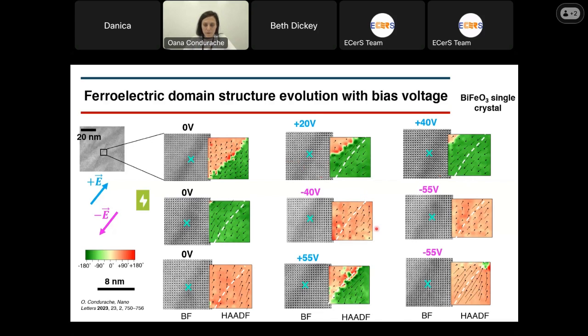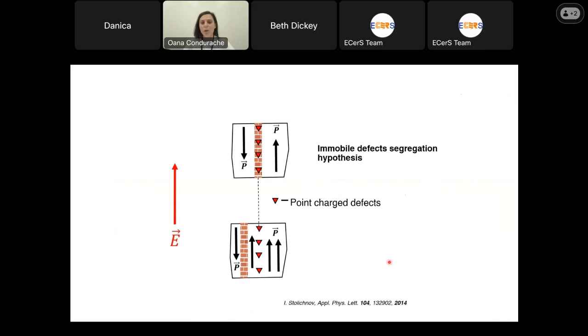So now it made us wonder, what is this strain contrast associated with? And this is just a possible hypothesis: that we are moving the physical position of the wall, but point charge defects responsible for strain stay behind.